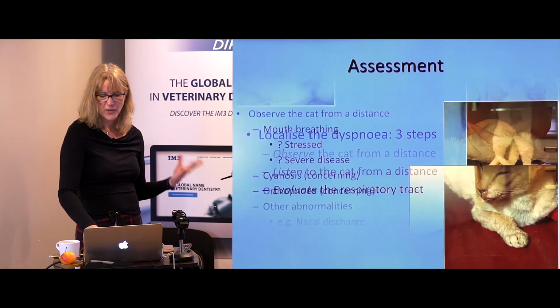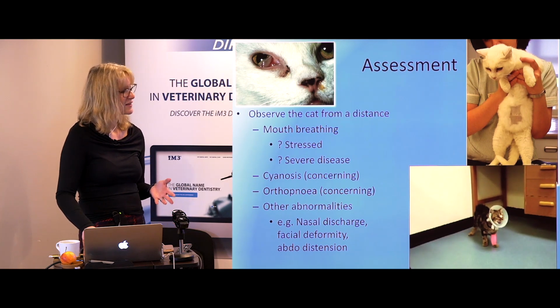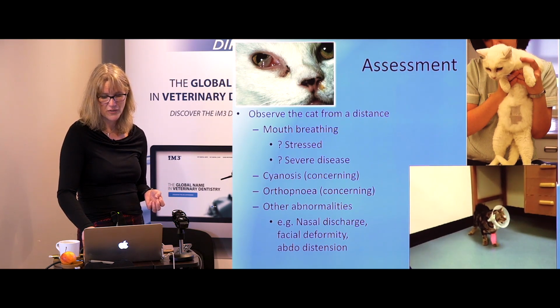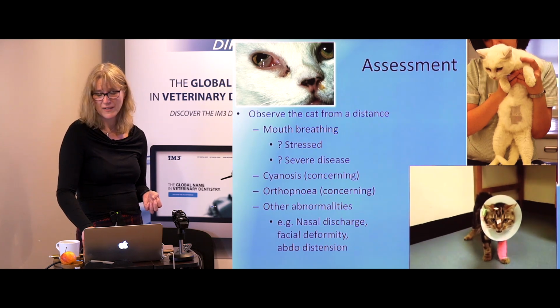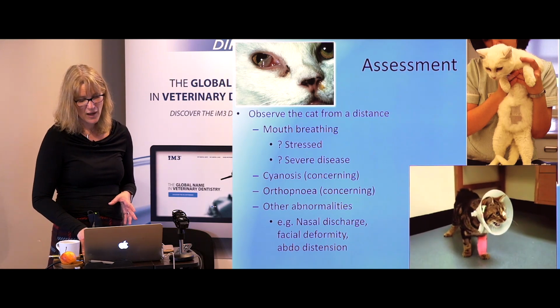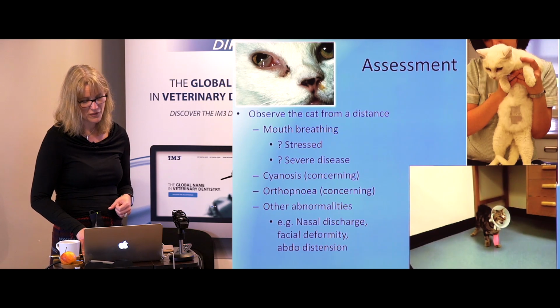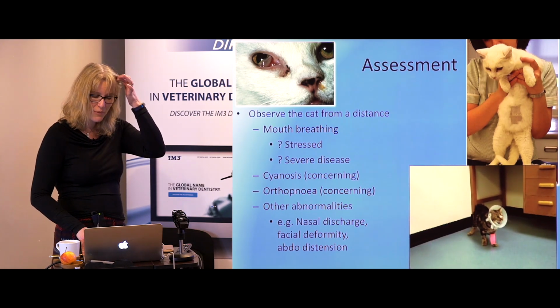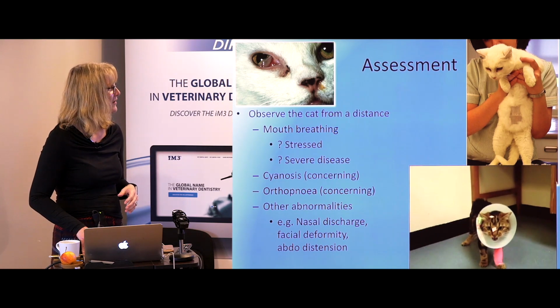So we're going to observe the cat first of all. Mouth breathing generally is a severe thing to see. So obviously it can happen with stress, as we talked about this morning, but cats in severe respiratory distress will mouth breathe. And again, those are the ones that we really worry about as being on a knife edge. Similarly, if we see any evidence of cyanosis, we're going to be worried about that as well.